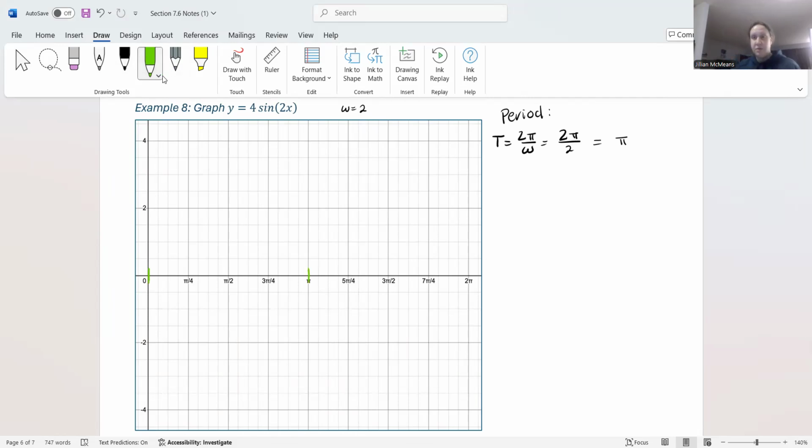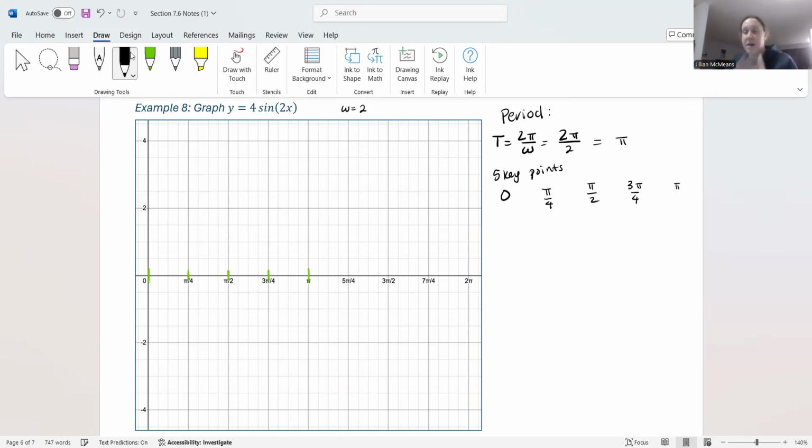We need to split it into the region for our 5 key points, okay? So remember, the 5 key points are ends, center, and quarters. So we've got the ends, the beginning and the end of this period. Halfway between the beginning and end is pi over 2, so that's the center, okay? And then the quarters are halfway between the beginning and the center, and halfway between the center and the end. So that's going to happen at pi over 4 and 3 pi over 4, okay? So we've got our 5 key points occurring at 0, pi over 4, pi over 2, 3 pi over 4, and pi.